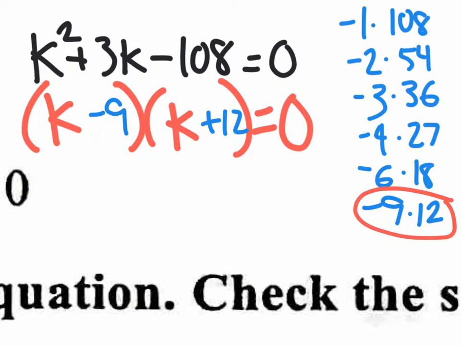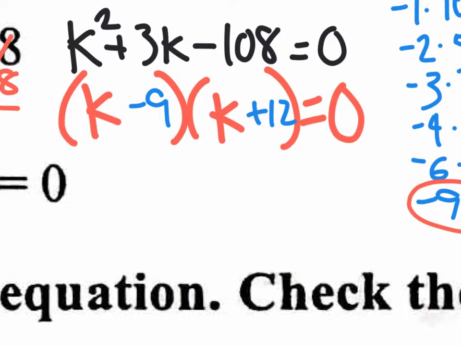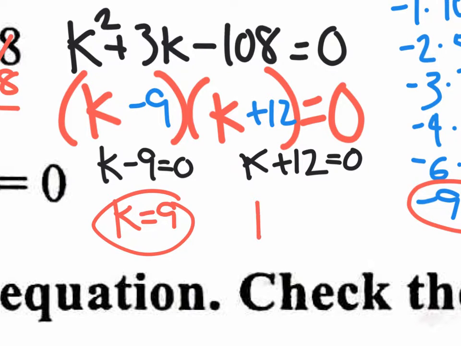That's the correct combo. Now we could go back and focus in on this part, because it's really something times something equals 0, which means that you could apply the zero product property and say that the first something could equal 0 and also the second something could equal 0. And of course you solve both of those simple equations and you'll get your two answers, k equals 9 and also k equals negative 12.